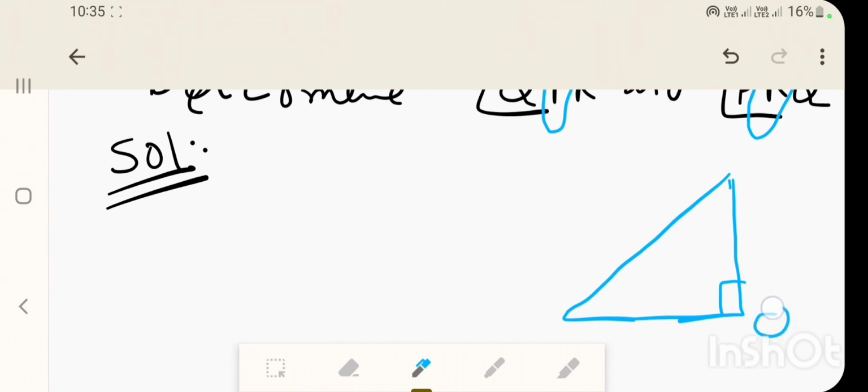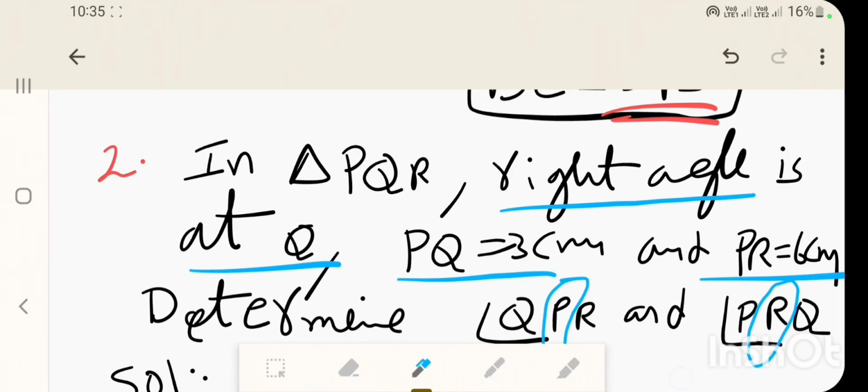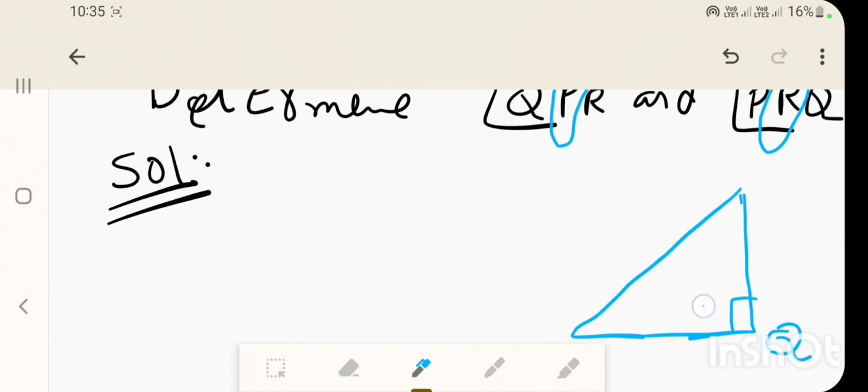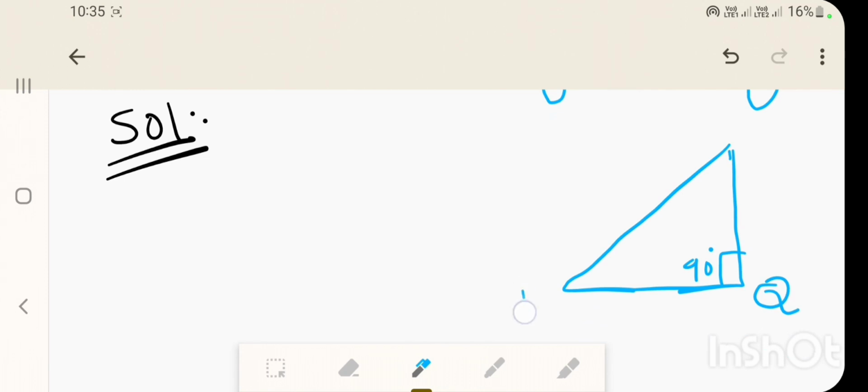They have mentioned that the right angle is at Q. So right angle at Q means it is 90 degrees. Now you give the names like P, Q, R. You can give P here, Q here, and R here. Any way you can give, that is not the problem. You can give this order: P, Q, R.